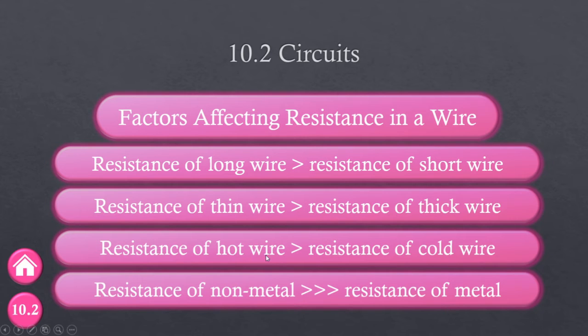A hot wire tends to have more resistance than a cold wire, and anything made out of non-metal like plastic, glass, or rubber will have much, much greater resistance than anything that's made out of metal. That's why we use copper for wires. Copper is a metal, and so it has a very low resistance to electric current. We can push electricity through it without losing a bunch of energy.